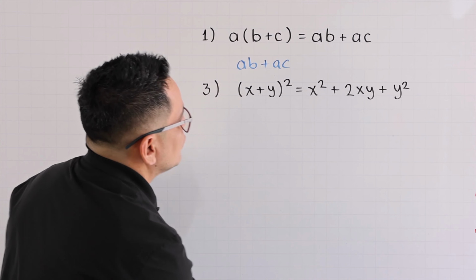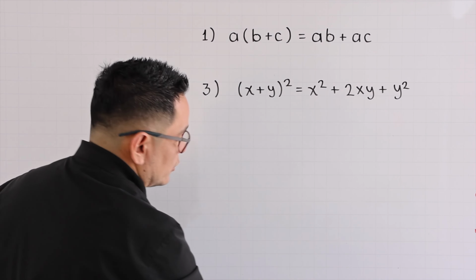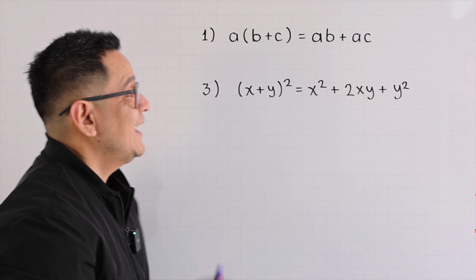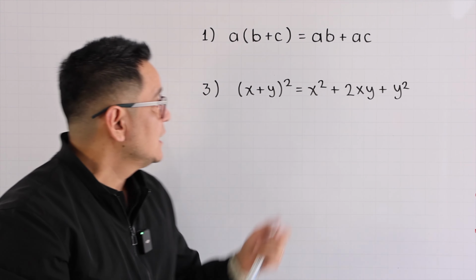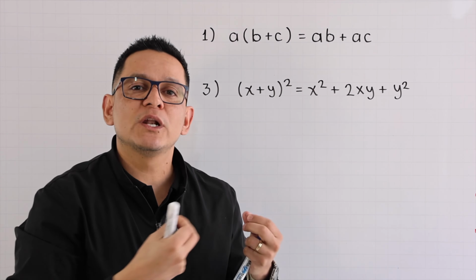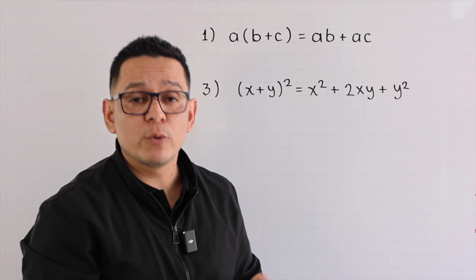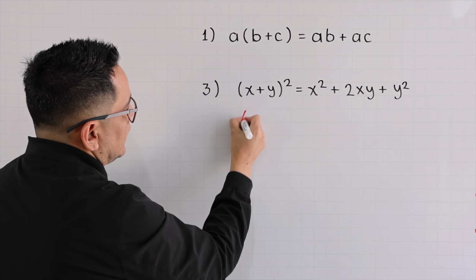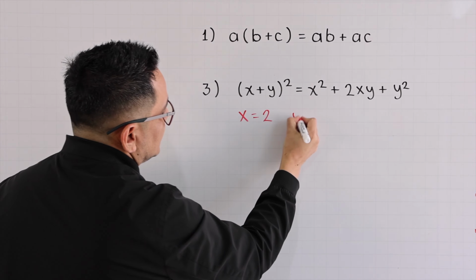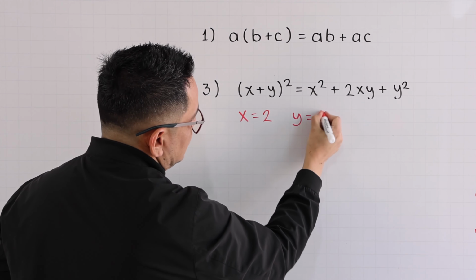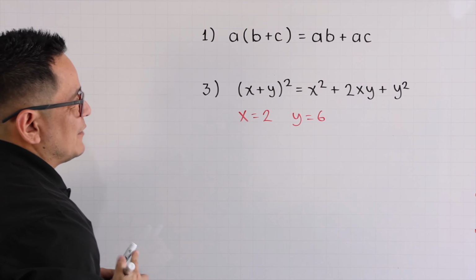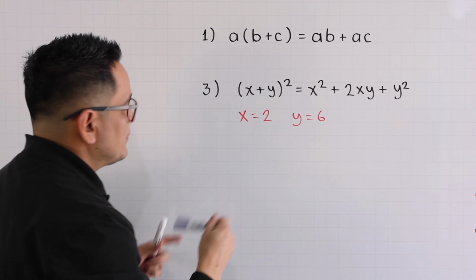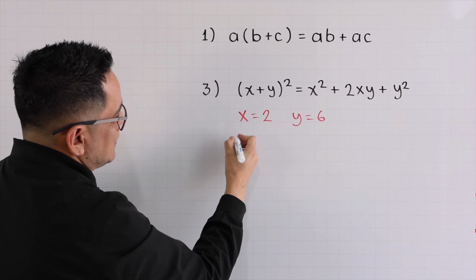Now what happens with part number 3? In the case of part number 3, I told you this was an identity, but let's check it again. First, with the first method. For example, I want x to be 2 and y to be, let's say, 6. I'm already making things complicated for myself, right? Well, it doesn't matter. So, let's go ahead and substitute.